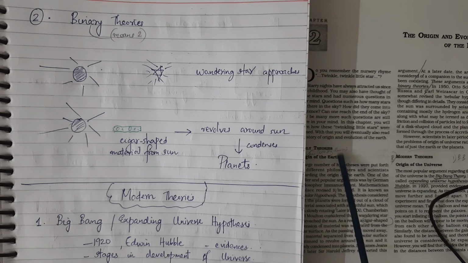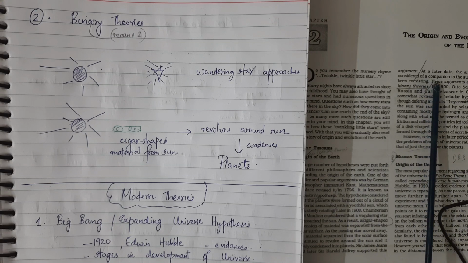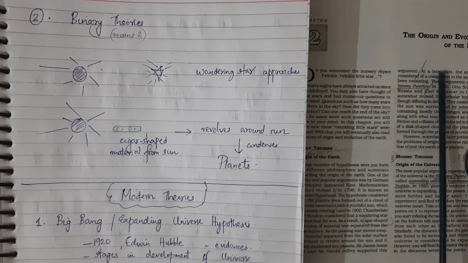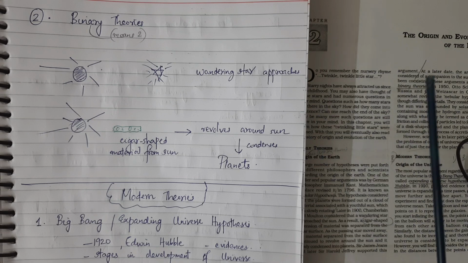In the first origin of the earth para, we are told about the nebula hypothesis and the binary theory. We are strictly going via NCERT. Whatever is written in NCERT, we are writing. We are not going in less or more, so that we stick to the NCERT.